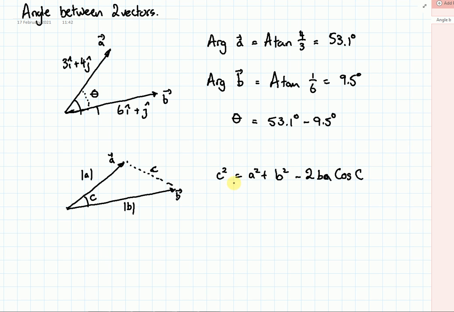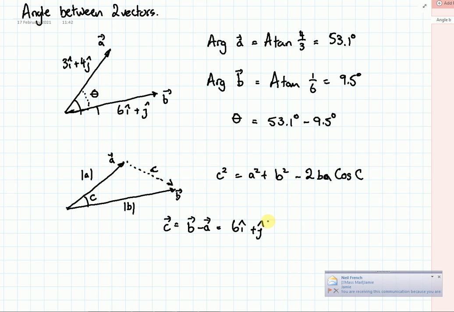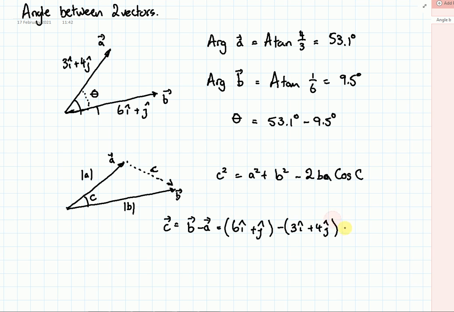So in terms of our algebra, we can actually find the vector C, which is B minus A, because of the way that I'm showing it. So B minus A. If we take those away, we get 6i plus j, subtract from that 3i plus 4j. And my resulting vector is 3i minus 3j.